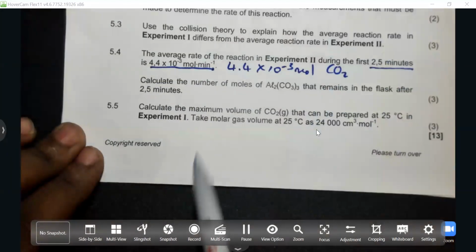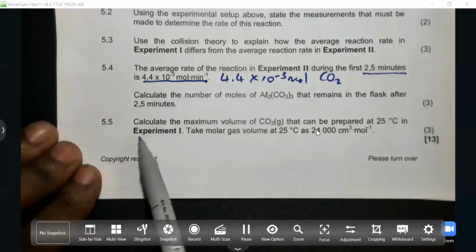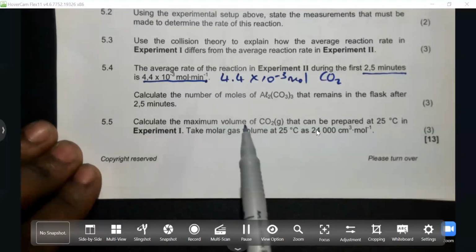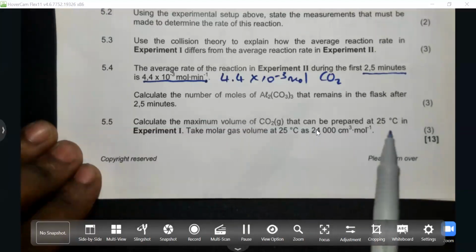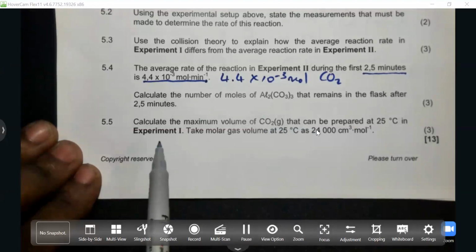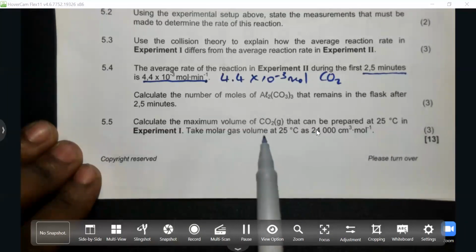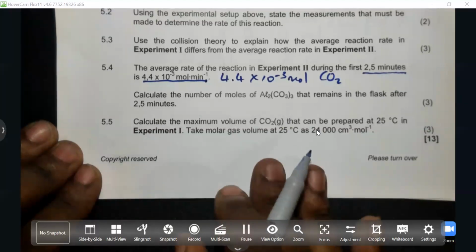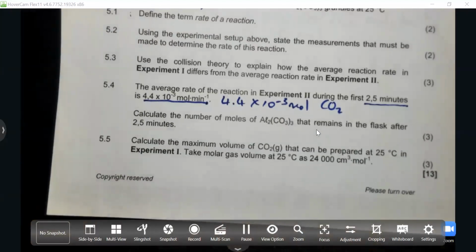And last but not least, question 5.5 says, calculate the maximum volume of carbon dioxide that can be prepared at 25 degrees Celsius in experiment one. And you need to take that the molar gas volume at 25 degrees Celsius is 24,000 cm cubed per mole.